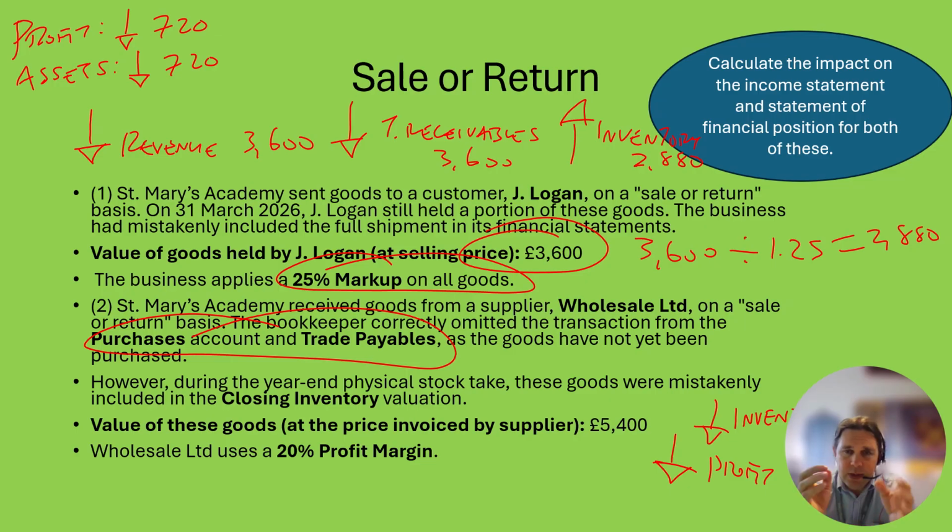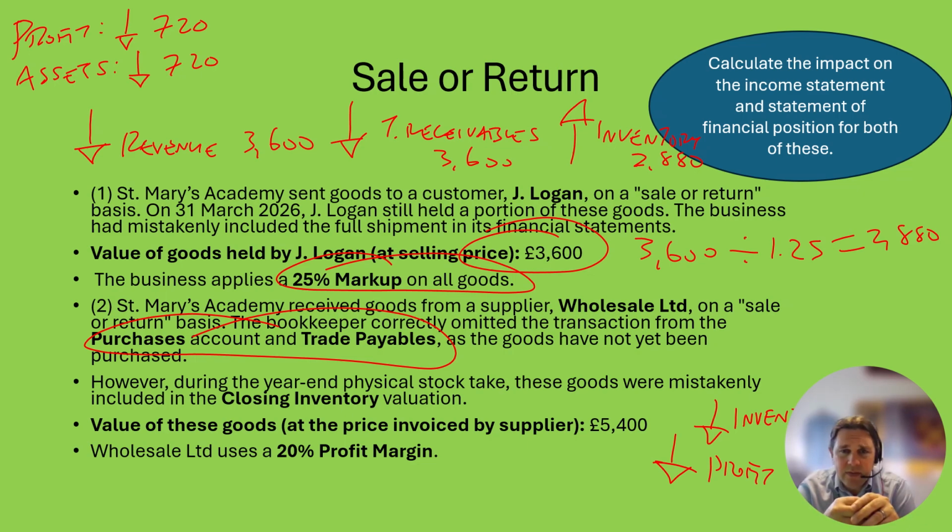Because of that, we're going to have to reduce revenue by 3,600 because we've overstated revenue. We're also going to have to reduce trade receivables by 3,600 because there's no legal claim. They don't owe us any money because we've told them that they only pay us for items if they actually sell them. The other important part of sale and return is the seller still owns that inventory. So they've still got the risk and reward of ownership because if the inventory doesn't sell, they're the ones who lose out, not their customer.